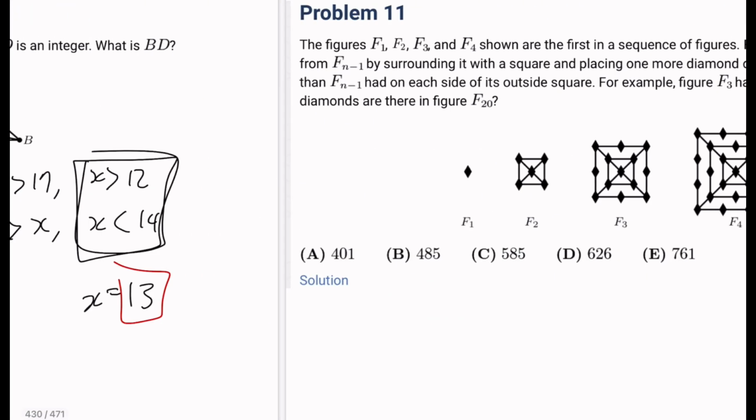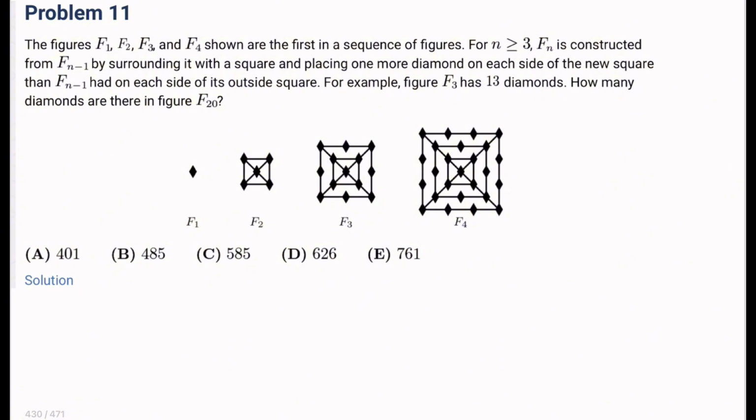it's C. Number 11, the figures f1, f2, f3, and f4 shown are the first in a sequence of figures. For n greater than or equal to 3, fn is constructed from fn-1 by surrounding it with a square and placing one more diamond on each side of the new square than fn-1 had on each side of its outside square. For example, figure f3 has 13 diamonds. How many diamonds are there in figure f20?